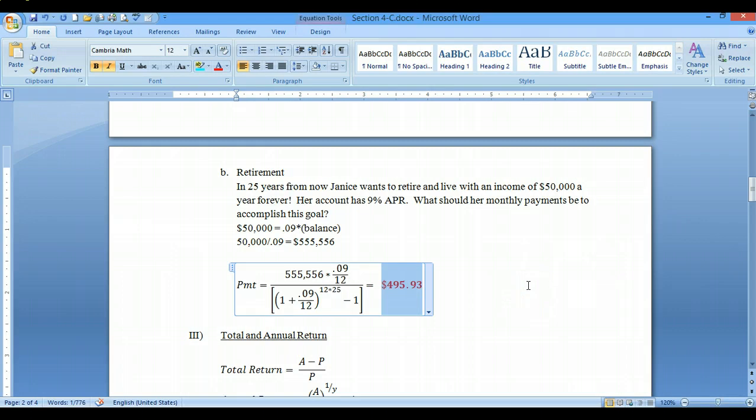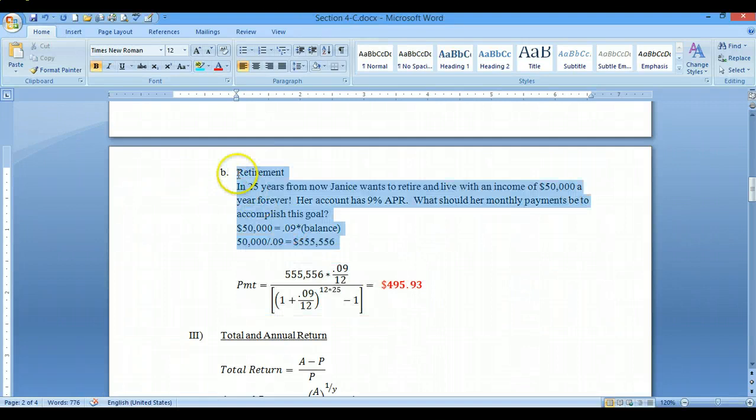So if she saves almost $500 for 25 years every month, she should earn up to a little over $500,000 and just live on the income or the interest that comes off, which should be $50,000.